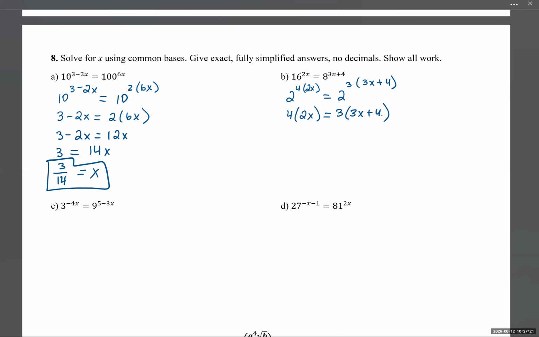And now again, it's just a linear equation. So let's go ahead and open up the parentheses. 8x equals 9x plus 12. Put all the x's on one side, so subtract 9x from both sides. That's negative x equals 12. To get rid of the negative on the x, we'll go ahead and multiply by a negative 1.